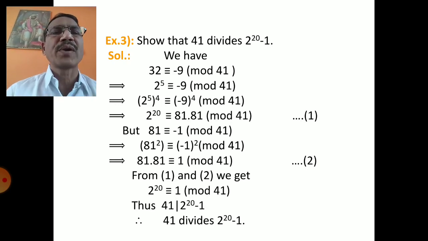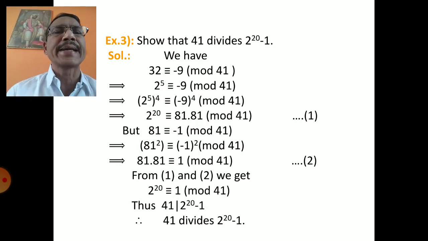Again, using the property that a is congruent to b mod n implies a raised to k is congruent to b raised to k mod n, taking k equal to 2, this implies that 81 square is congruent to minus 1 square mod 41. 81 square can be written as 81 into 81, and minus 1 square is plus 1. That means 81 into 81 is congruent to 1 mod 41.